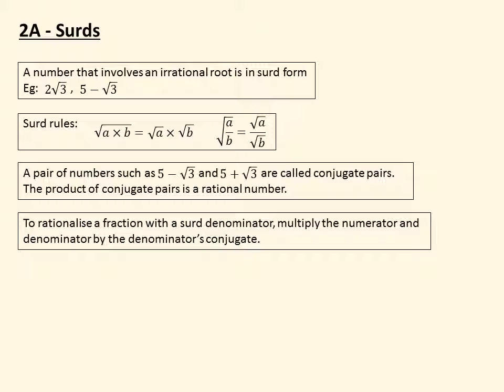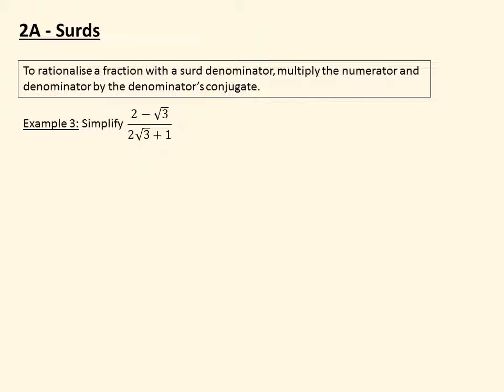This can be very useful when you come across a fraction with surds on the bottom. If we want to make the denominator, the bottom number, a rational number, we can multiply the top and bottom of the fraction by the denominator's conjugate, as in example 3. We're going to try and rationalise this fraction, meaning we're going to remove the surds from the bottom of the fraction.